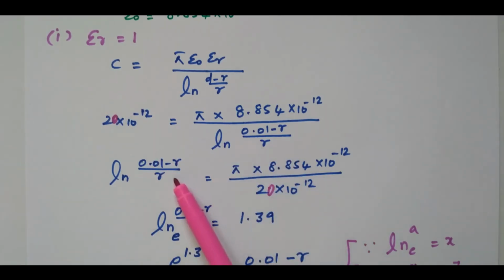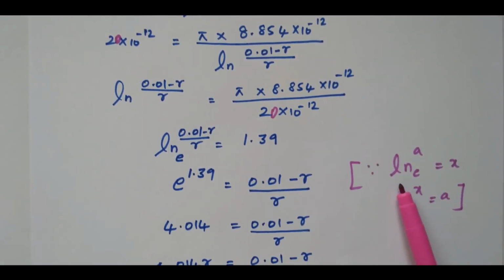Bring this term here and bring this 20 into 10 to the power minus 12 in the denominator. So log 0.01 minus r by r equal to this value divided by 20 into 10 to the power minus 12, because this value is not known. We need to find. So by simplifying this, what we got? 1.39. So the log to the base e 0.01 minus r by r equal to 1.39, right? Then how will you find the radius from this expression?